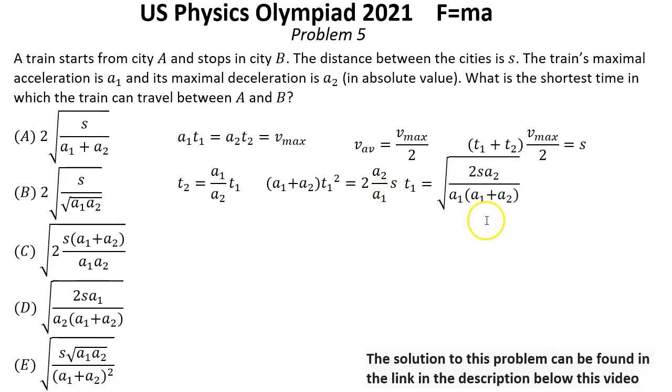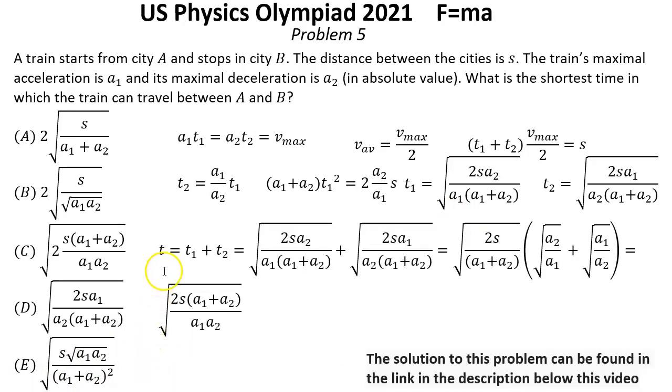That will be square root of 2s a2 over a1 multiplied by a1 plus a2, and using the equation for t2 we can express it. That will be symmetrical in a1 and a2 compared to t1. Now we can count what is total time t. That will be t1 plus t2, and after all calculations we have this expression, which is answer C, and that was a solution for problem number 5.